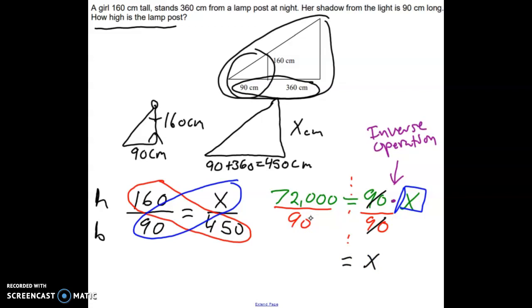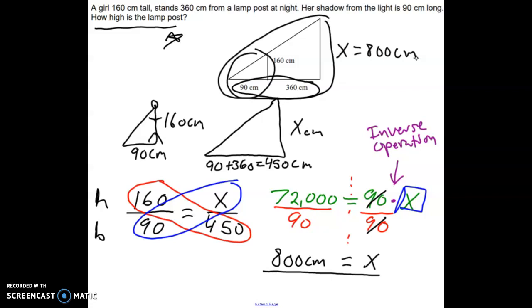I don't know what that is divided by 90, so I should use my calculator. I type it into my calculator and I get 800. Again, I'm going to include my units, which is centimeters. But what does that 800 mean? We found 800, but now I have to refer back to the question. What was the question asking us? The question was asking us, how tall is the lamppost? So we knew our variable here was x, so now we can just replace x with the height of the lamppost, which is 800 centimeters.